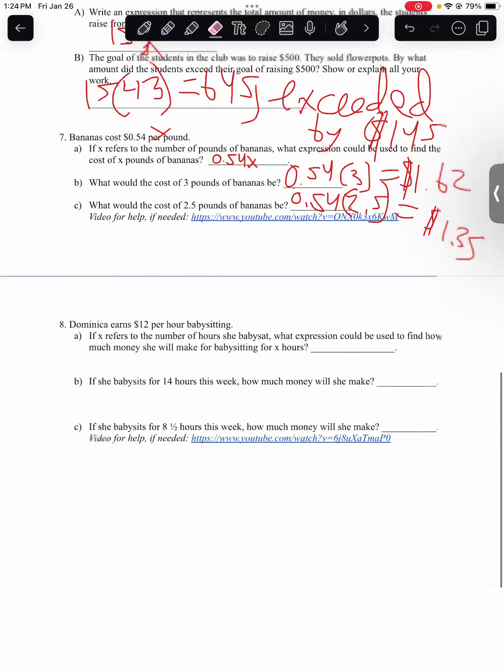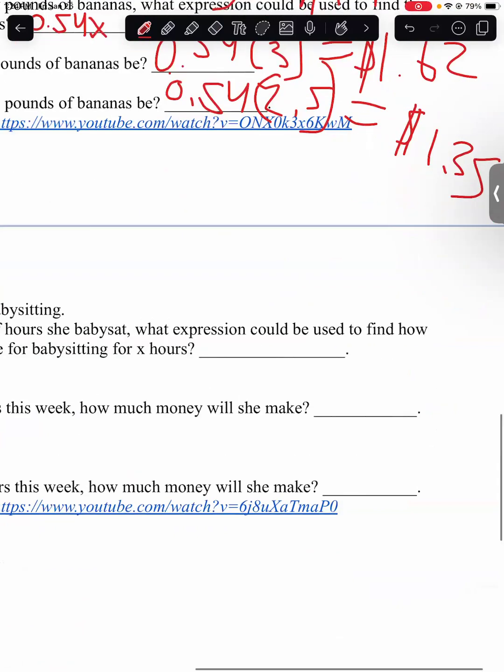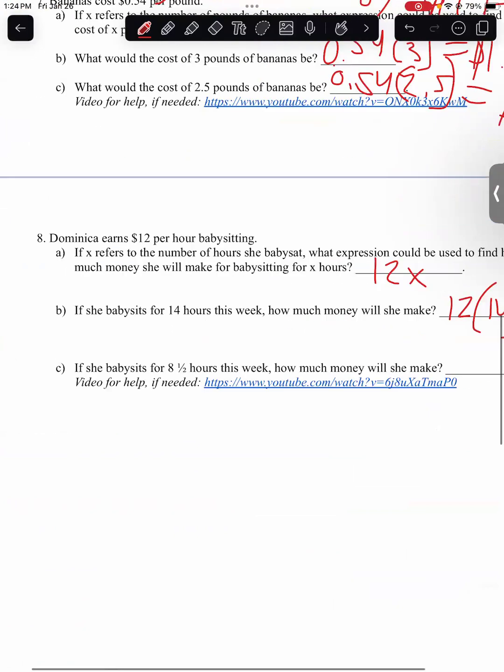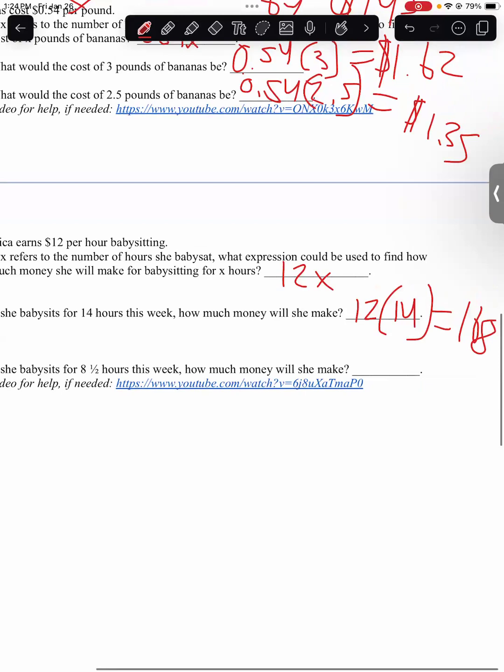And then finally on number 8, Dominica earns $12 an hour babysitting. If X refers to the number of hours she babysat, what expression can be used to find how much money she'll make for babysitting X hours? So that would be 12X. She babysits for 14 hours. 12 times 14 is 168.